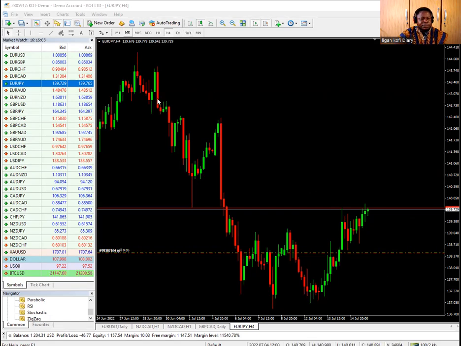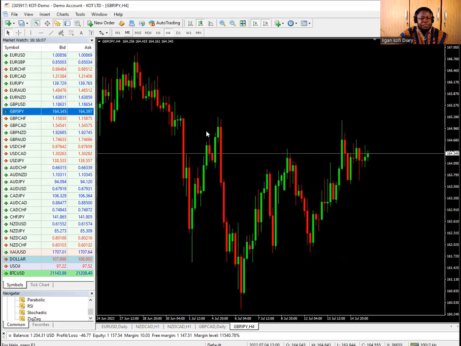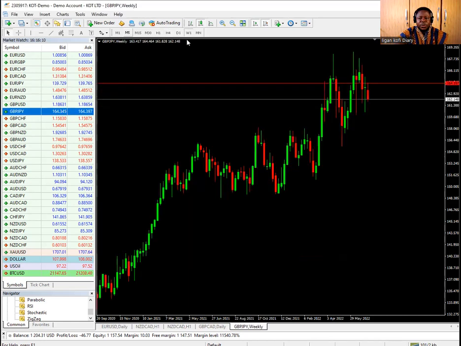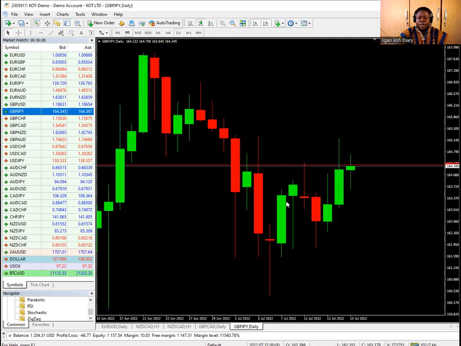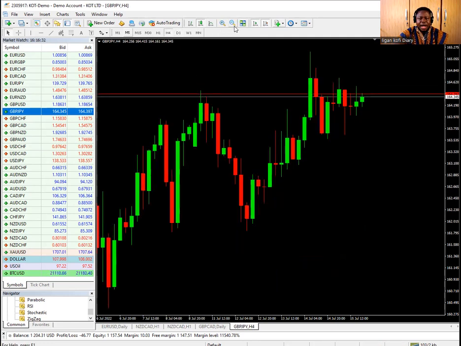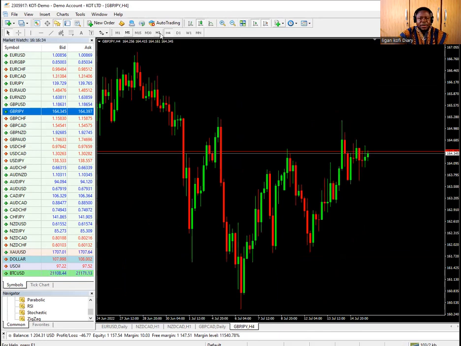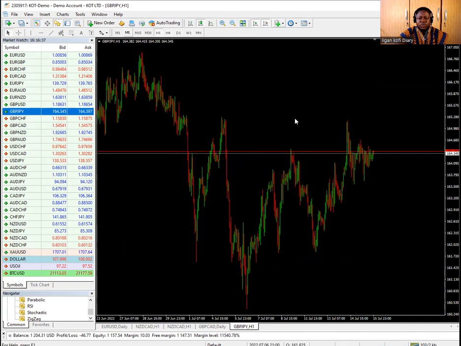Are we good? Let's look at the next pair, which is GBP JPY. If I go to the weekly, you can see the same thing that we are already seeing: a bullish momentum on the upside. So we'll take a buy on GBP JPY. On daily, we can already see the bullish momentum. This is on the 4-hour. If I go on the 1-hour, you can see it also on the 1-hour.